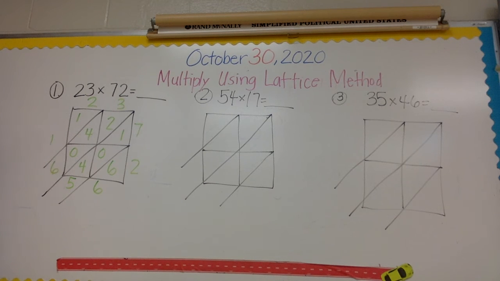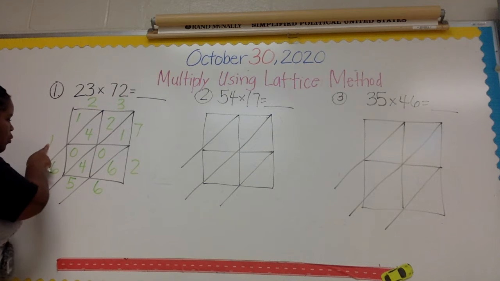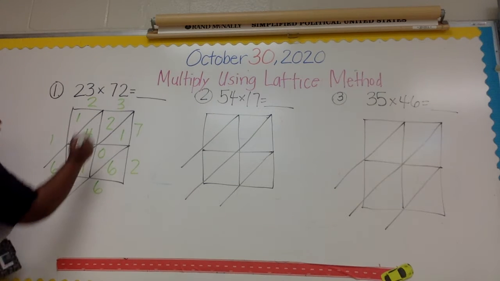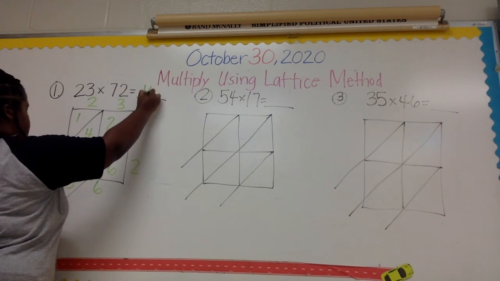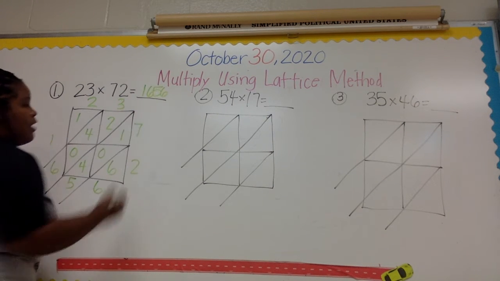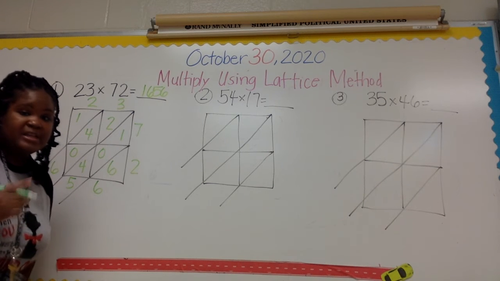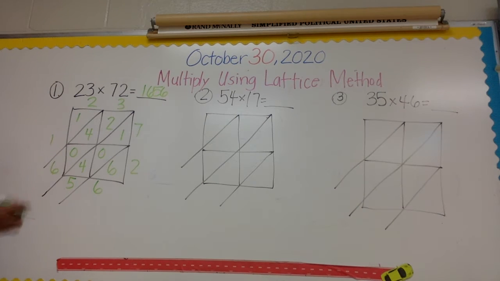So my product is going to be 1,656. Okay? So 1,656 is my product for this one. If you want to check your work, I always advise you guys to go back and check your work, and this is what you get. So let's go back and multiply 23 times 72.